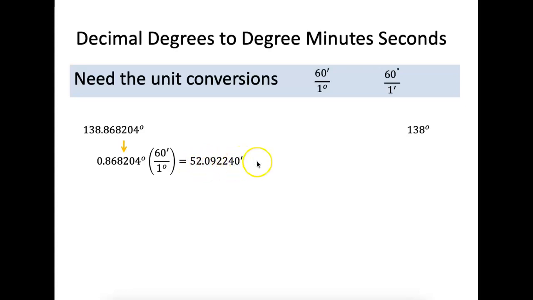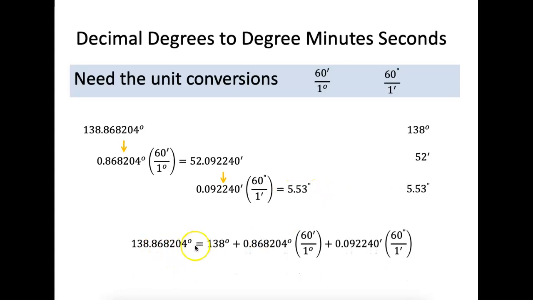So now we've got 52.092204 minutes. So that's going to be equivalent to 52 minutes. And then we're going to take the decimal part of this and multiply it times this conversion fact of 60 seconds over 1 minute. And notice here the minutes cancel, so we end up with 5.53 seconds. So our answer to this problem, changing decimal degrees to degrees, minutes, seconds, ends up being 138 degrees, 52 minutes, and a little more than 5 seconds, or almost 6 seconds.